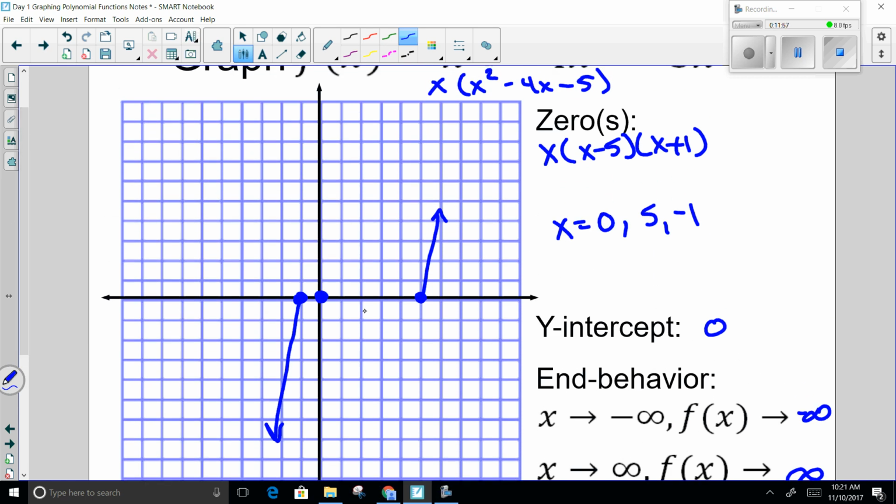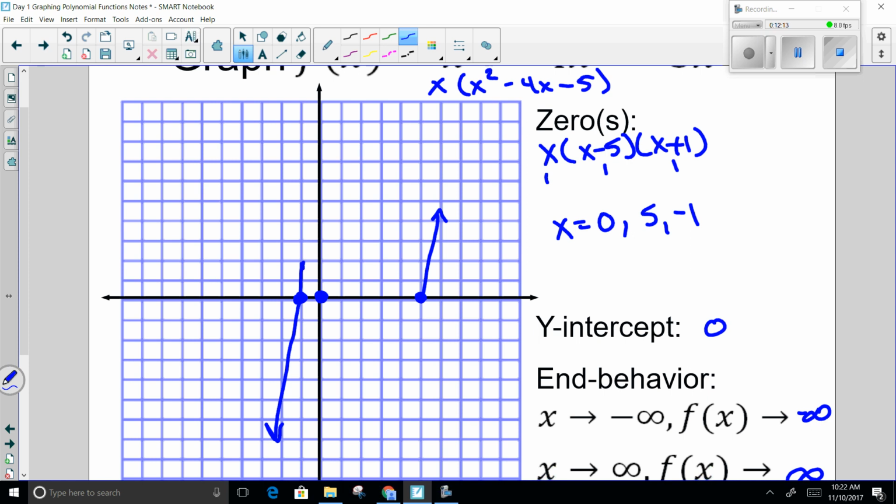Okay, now we look at our multiplicity. 0 came from here. How many factors created that? 1. So that means it's going to go through. X minus 5, there's only one of those. The multiplicity is 1. So we're going to cross. Means I'm going to cross.